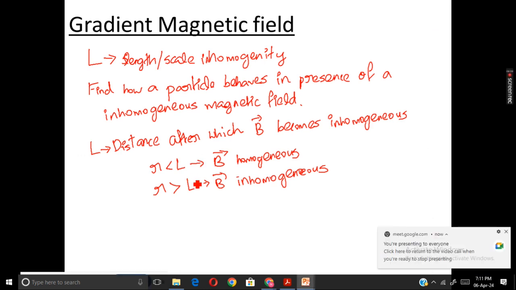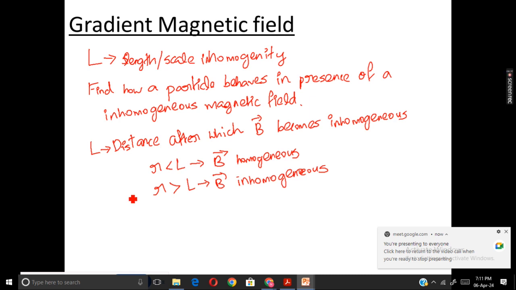Yeah, for simplifying the problem. So basically, the field can be assumed to be homogeneous as long as the distance is less than L. And once we cross this limit capital L, the magnetic field will become inhomogeneous.